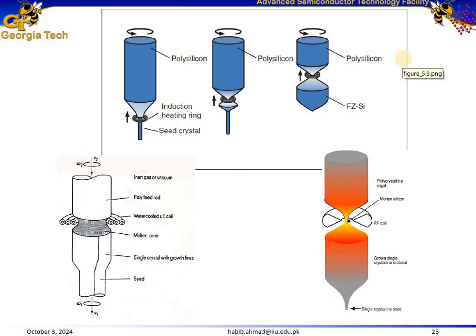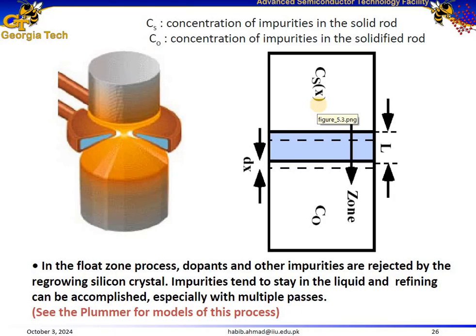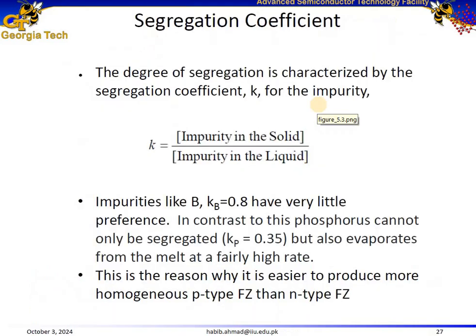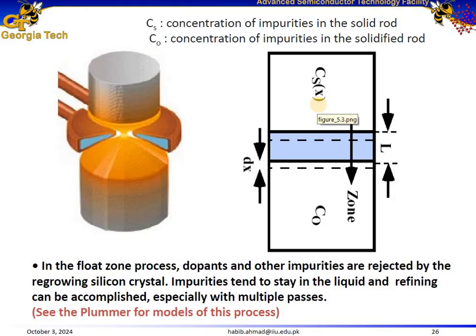And then here are a couple of terminologies that I want you to know. This polysilicon rod is called the solid rod, and this single crystalline grown rod is called the solidified rod. Let's talk about the key benefits of the float zone technique before we discuss the concentrations of impurities in the solid to the impurities in the liquid and segregation coefficient.